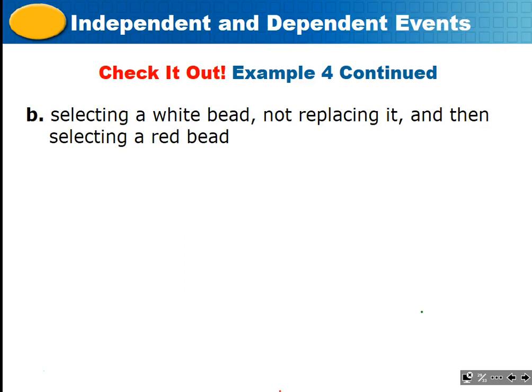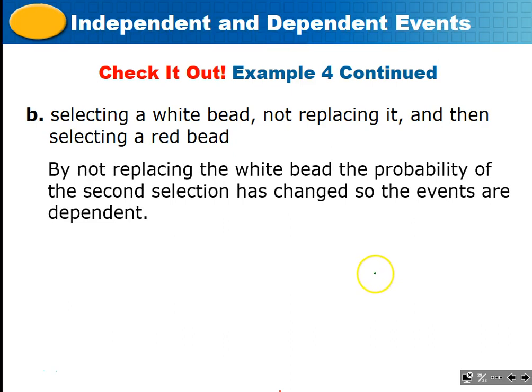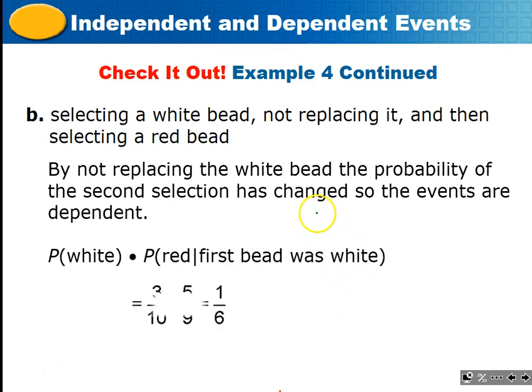Okay, this next one, selecting a white bead, not replacing it, and then selecting a red bead. So this time our beads are going to decrease. Again, we still have the same number of white beads. If we're not replacing it, though, it's going to be dependent. So we've got, again, our 3 over 10, but this time we only have 9 beads left in the bag. So we got our 5 over 9. 3 times 5 is 15, 10 times 9 is 90, and 15 goes into 90 6 times. So this reduces to be 1 over 6.